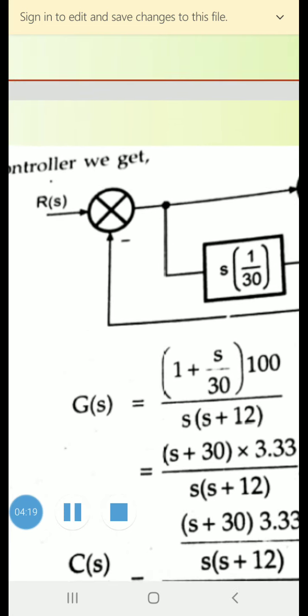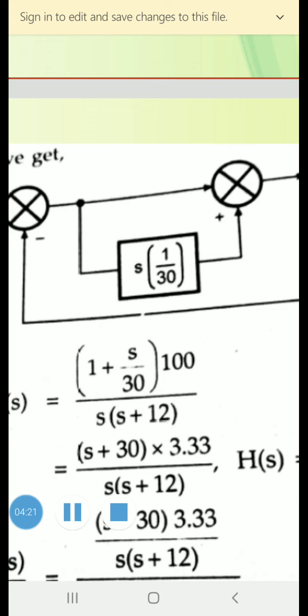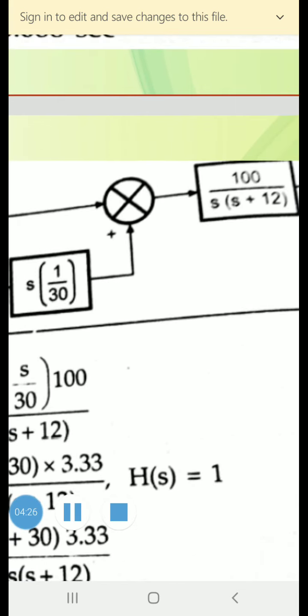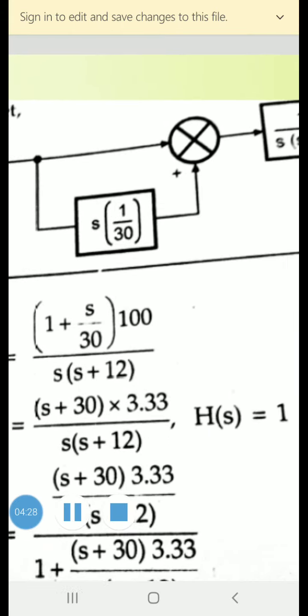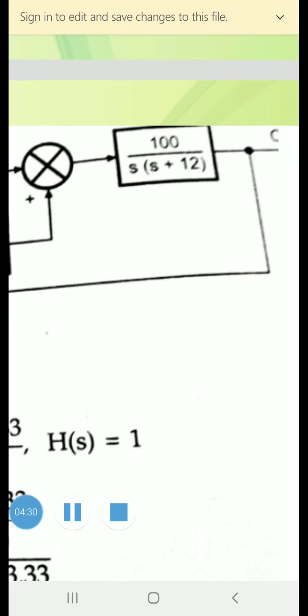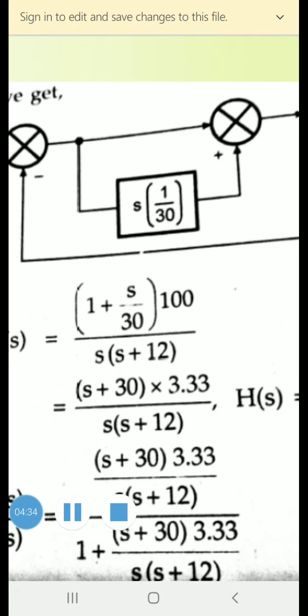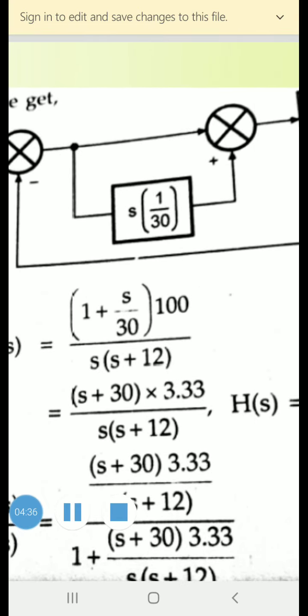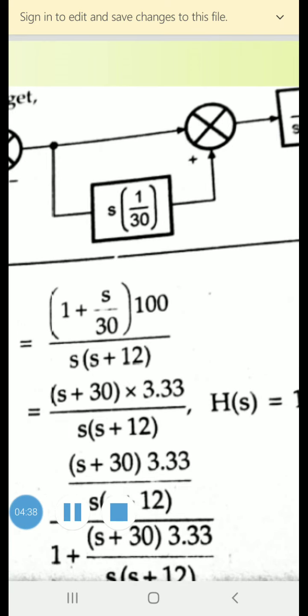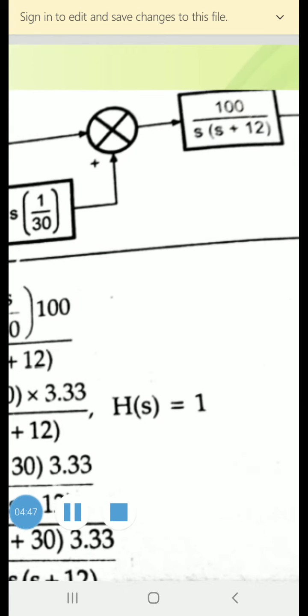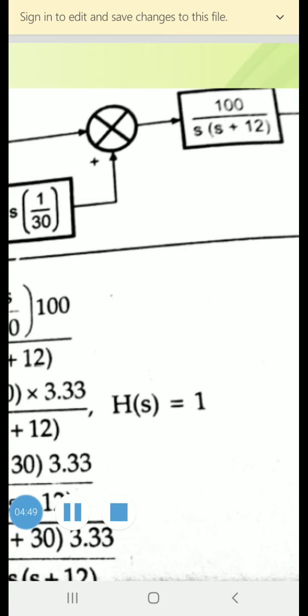So this is a modified diagram with controller. So TD is 1 by 30. So it is written as S into 1 by 30, which is in the forward path. Now again this will remain as it is. This is the layout of the PD controller along with the system. So G of S we will find. What will be G of S? Now when we see the output of the summer, what is that output of the summer? 1 plus S by 30. So 1 plus S by 30 is one block, into this block.